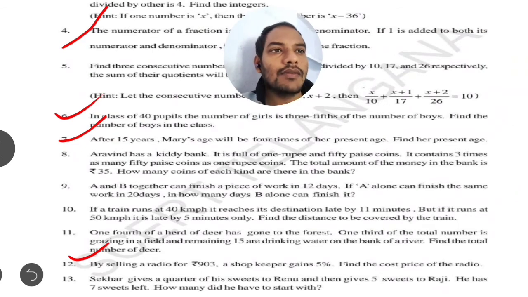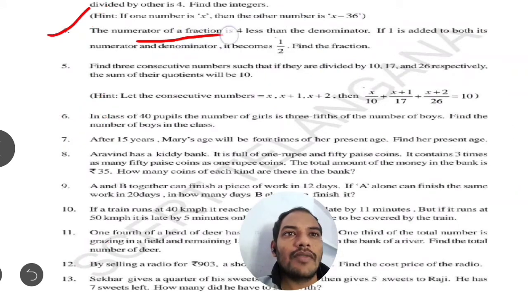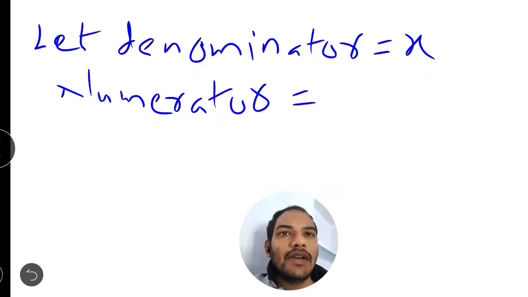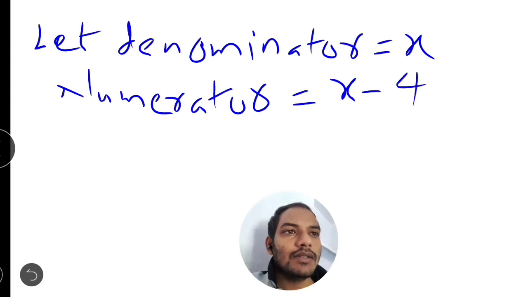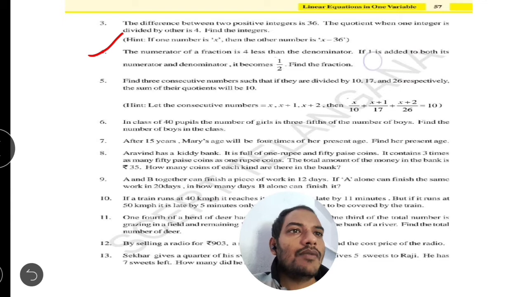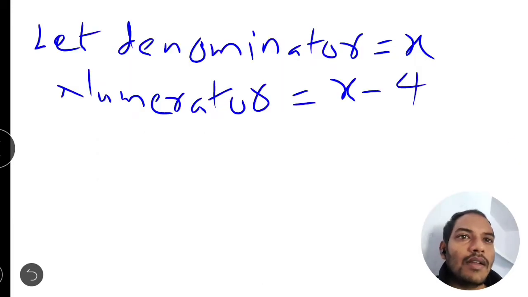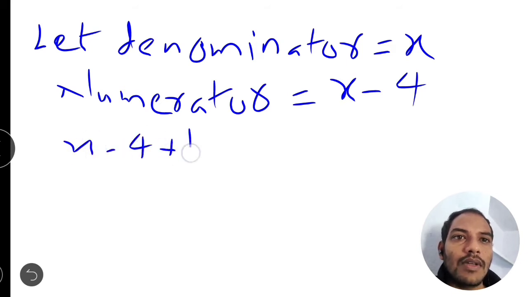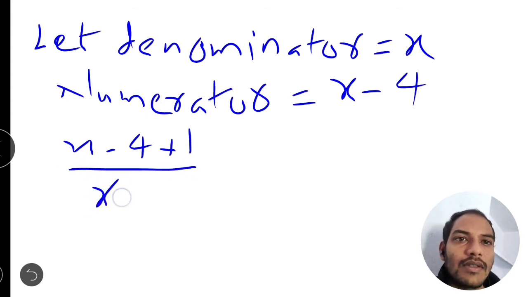The first question is: the numerator of a fraction is 4 less than the denominator. So if the denominator is x, 4 less means minus, so the numerator is x minus 4. Next, if 1 is added to both its numerator and denominator, it becomes 1 by 2. So let's add 1 to the numerator: x minus 4 plus 1, and at the same time to the denominator, so the denominator is x plus 1.